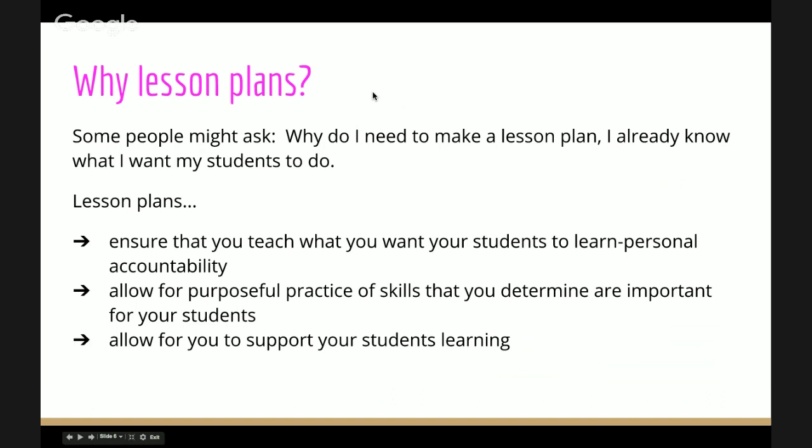Okay, I've shifted my screen to the next slide, and that slide is titled, Why Lesson Plans? Sometimes I think, and I do this myself too, why do I need to make a lesson plan? I already know what I want my students to do. Knowing what we want our students to do and knowing what we want them to learn really are two different things. And I think if we get caught too much in what we want them to do, we sometimes forget what we actually want them to learn. What is the bottom line of the reason that we're doing what we're doing? The reason is for student learning to occur.